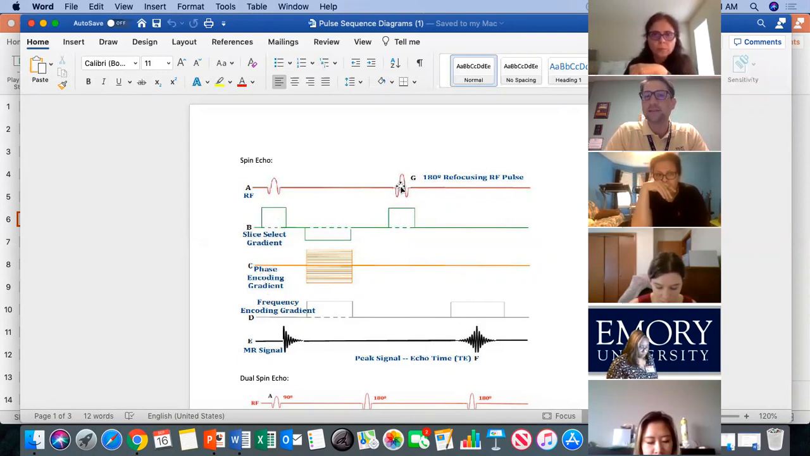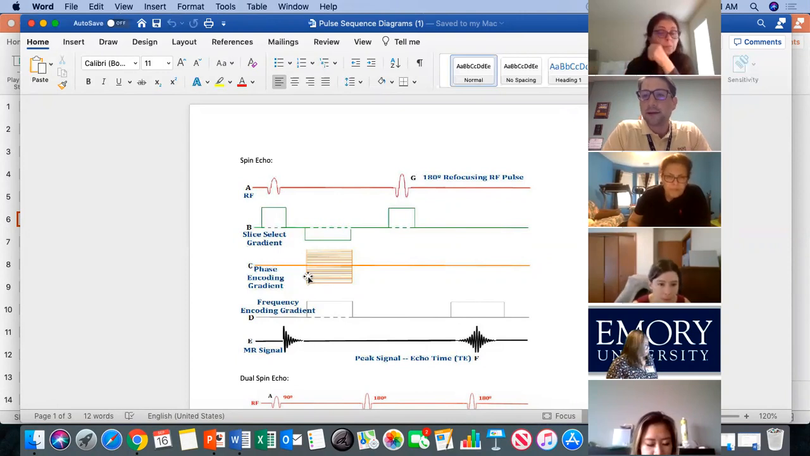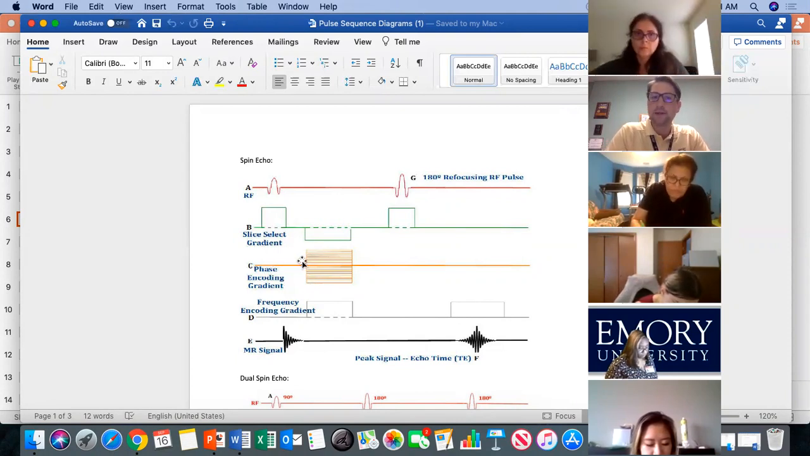Because remember, we need to select and excite a particular slice and then avoid exciting all the other slices and hydrogen spins outside of that slice. The next one is your phase encoding. And this has opposite polarity. That's why it's drawn above and below, because depending on your phase that you want to select, it could be a shallow slope or a steep slope, but it could be either in the positive or negative direction.